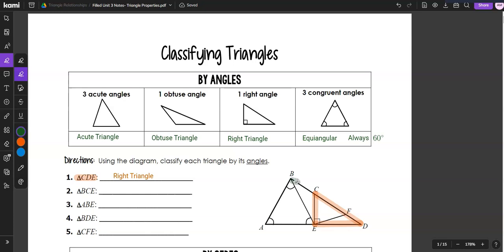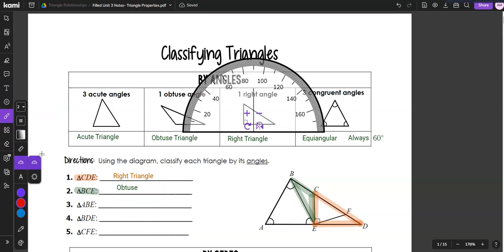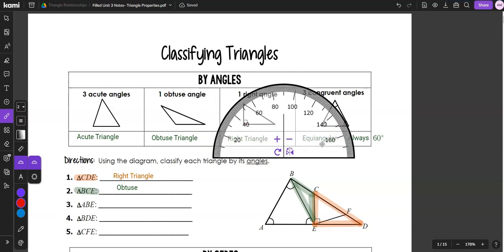Okay. The next triangle we're going to look at is triangle BCE. And we can see that angle BCE is larger than 90 degrees. So that is going to be an obtuse triangle. Now, earlier today, my students did want me to prove it. So let's check and make sure. You don't have to do this. I'm going to just do it real quick.